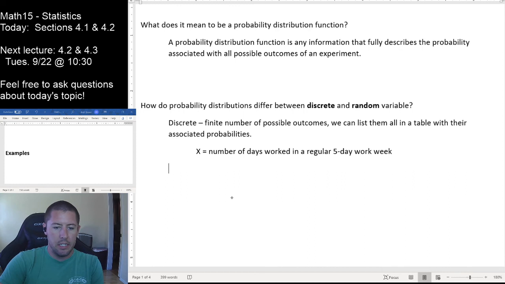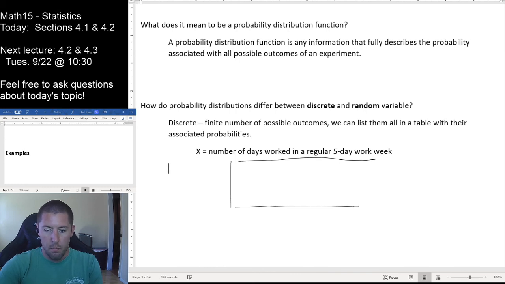So our probability distribution function might be best given in a table since this is a discrete variable. And so maybe I can list here the possible values that X is going to take on. And notice that X is going to take on values 0, 1, 2, 3, 4, 5, and 6.